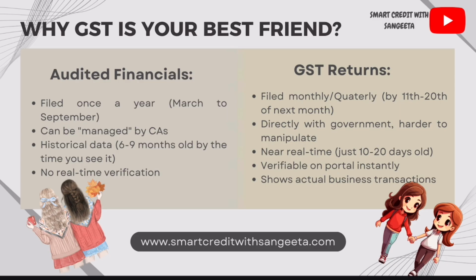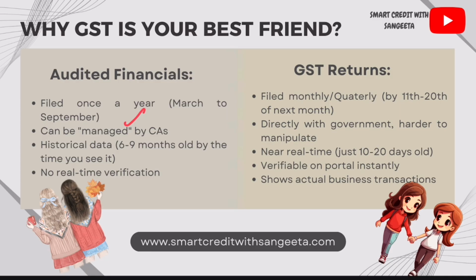Now, audited financials are filed once in a year, from March to September. They can be managed by a CA, right? They represent only historical data that can sometimes be 6 to 9 months old by the time you see it, or sometimes more than 1 year old, right? And you cannot verify them in real time, apart from when they are a private limited company or LLP. Then you can verify from the MCA portal. But when they are just a proprietorship or partnership, it's very difficult for you to verify them, right?